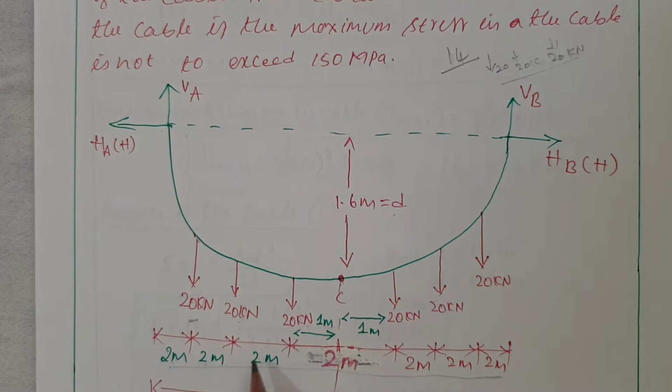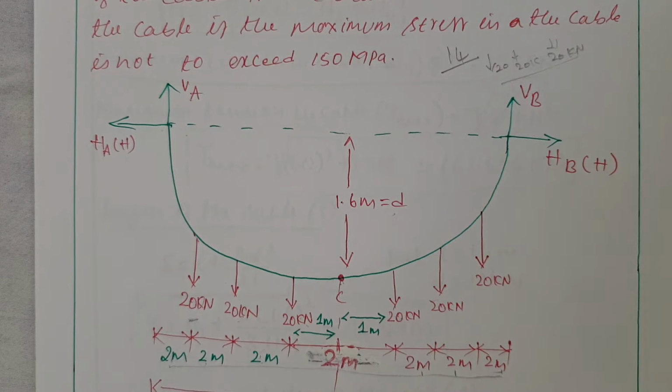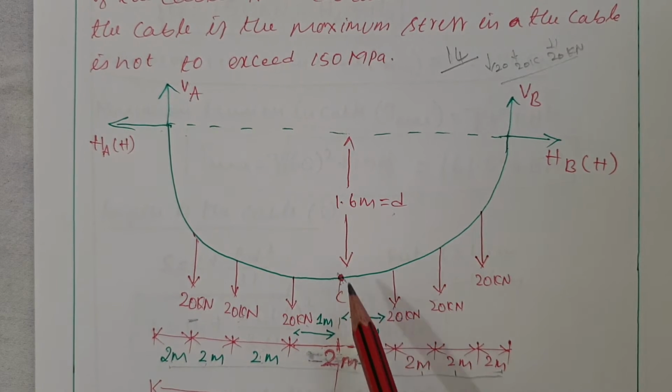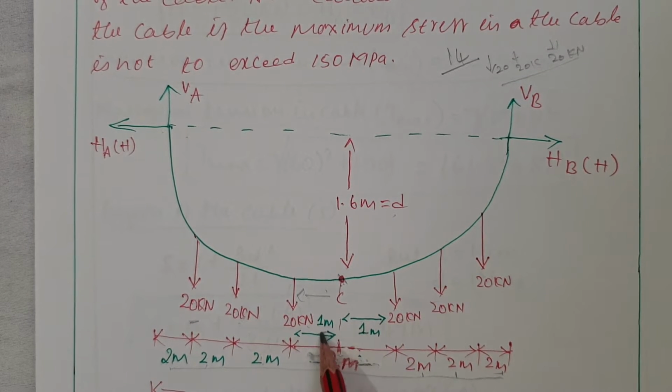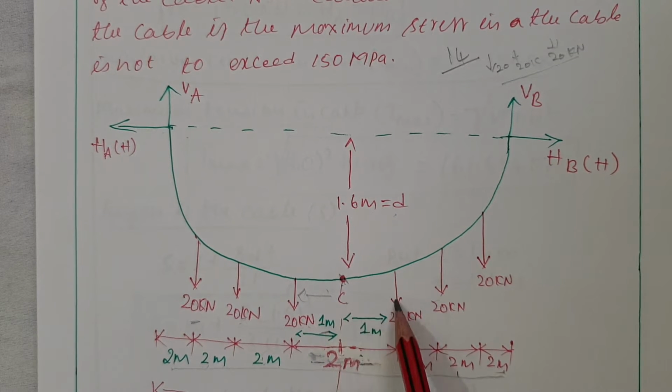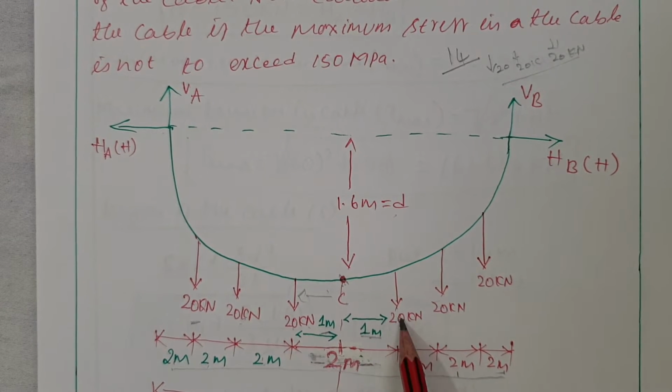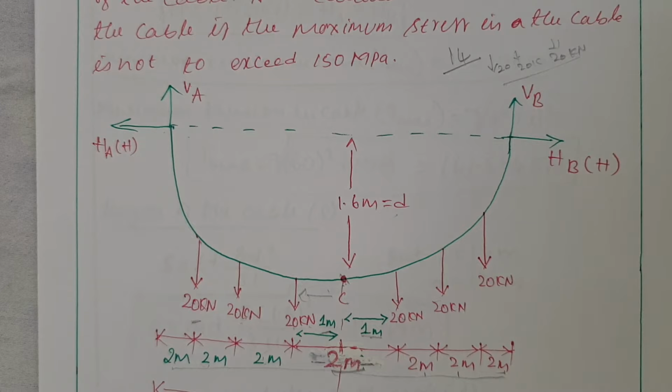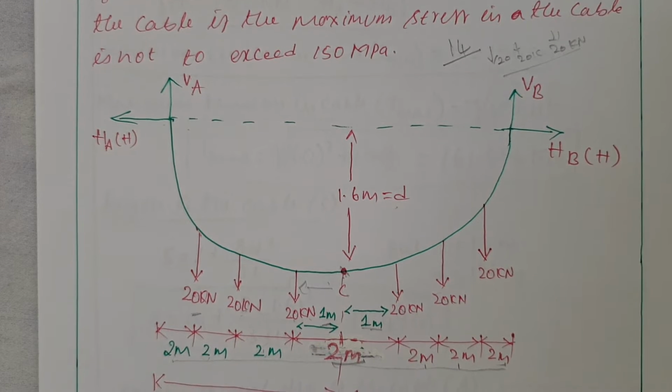So 1, 2, 3, 4, 5, 6 and 7 spacings, 7 multiplied by 2 is 14 meters. With respect to this point, from the end to the first load it will be 1 meter, that's what I showed here. Similarly, on the other side it will be 1 meter. Total from end to end it is 2 meters, that's what I showed here. So the procedure will remain the same.